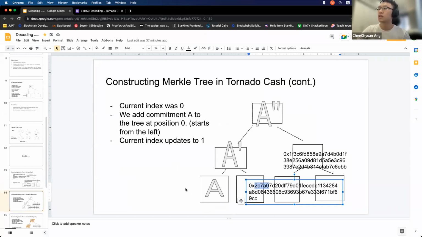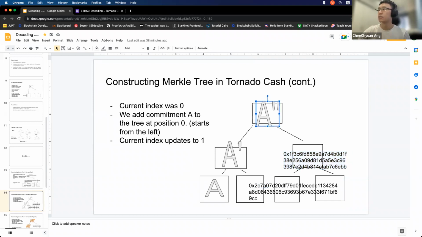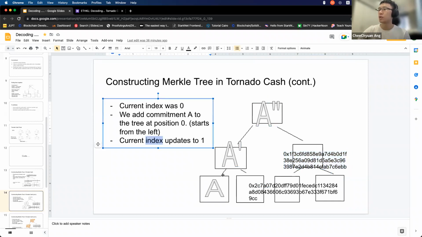All we need to do is get the hash of this one and combine it with this 2C7 to form the hash of the branch node. Then we take the branch node we just calculated, and we have the 0 value again for that level, 1F3 blah blah blah, and we form the hash of the parent of these two branch nodes. Afterwards, the current index will be updated to 1, so that we know the next commitment will be inserted into the 1st position, which is this one.